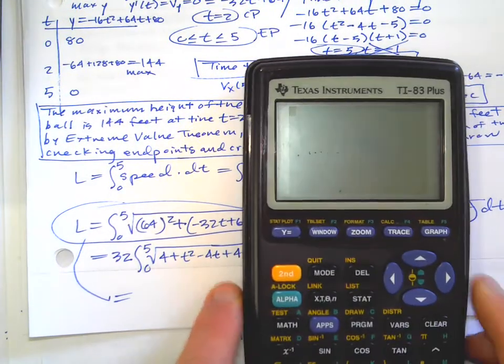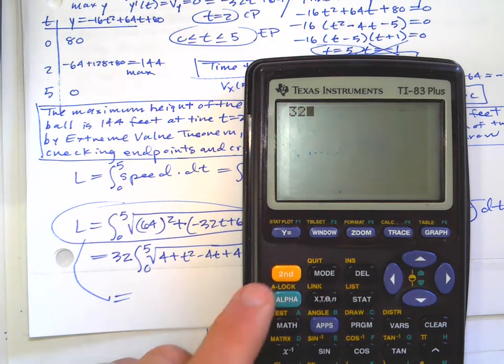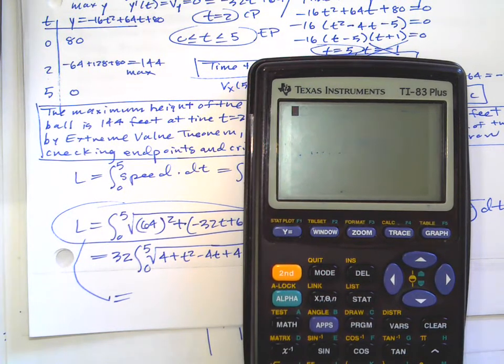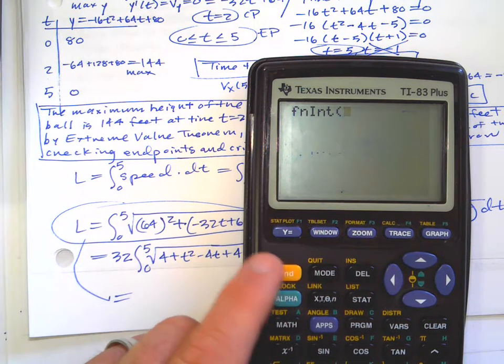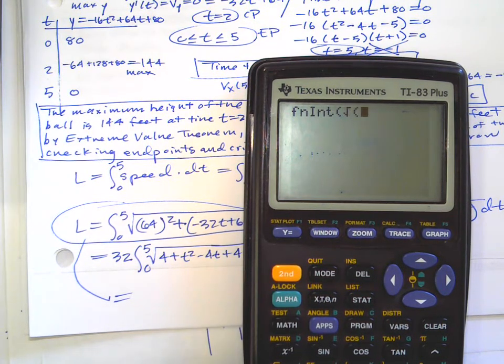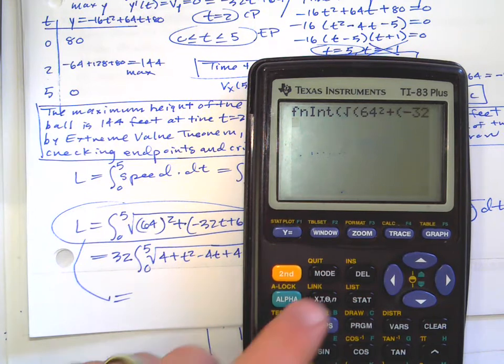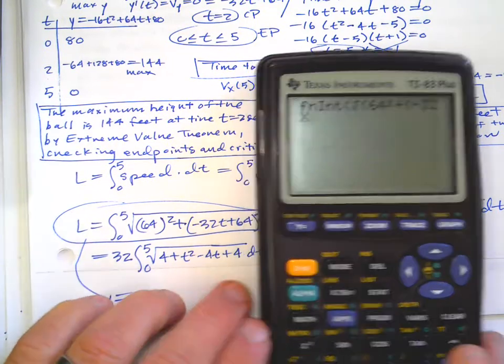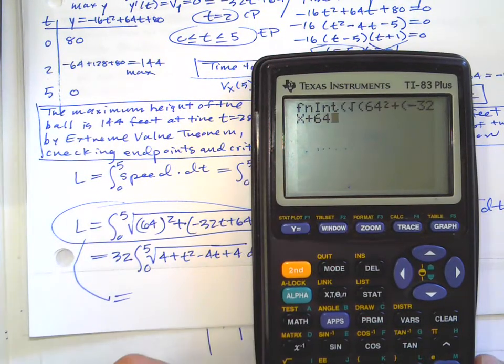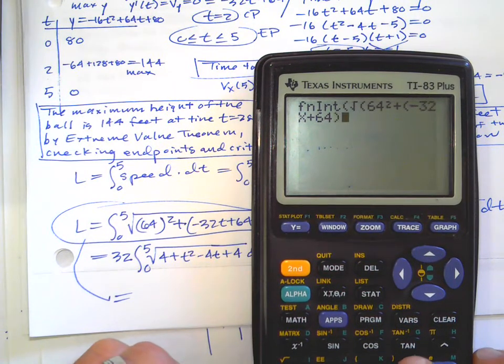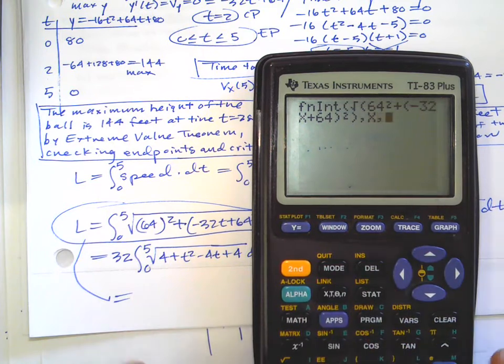So I'm going to do 32. Actually, no, I'm going to act like I was just doing it from the beginning. Math 9, square root, 64 squared plus parentheses negative 32 x plus 64, close squared, close, comma x, comma 0, comma 5.